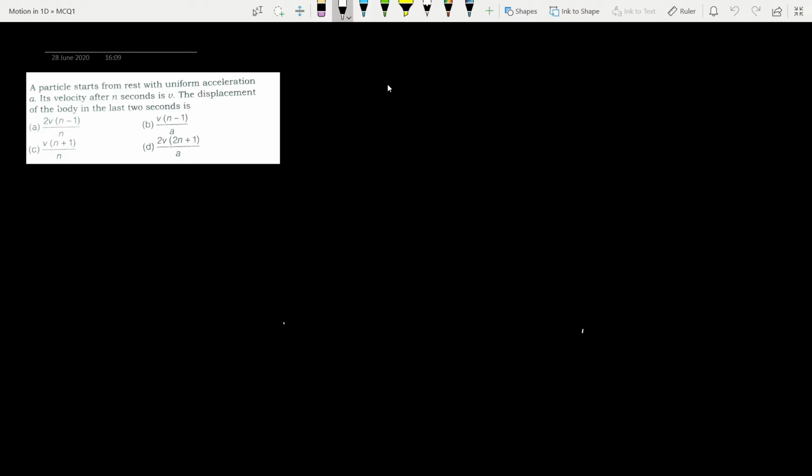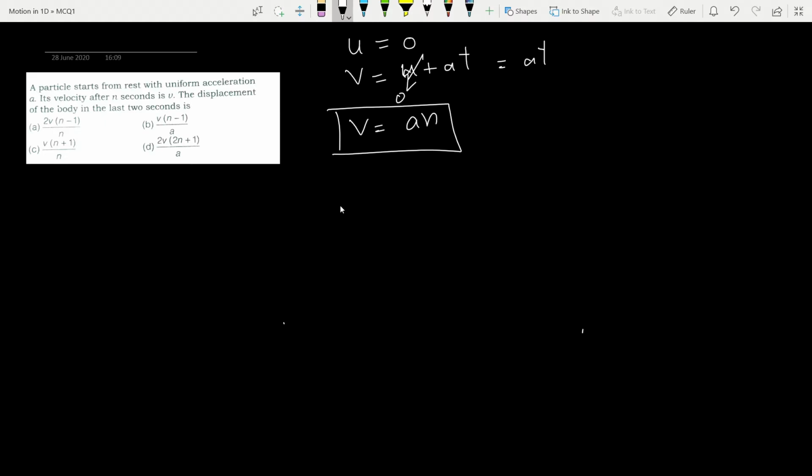Okay, तो given है हमें कि initial velocity u 0 है, यानी कि v is equal to u plus at will be equal to at because u is equal to 0. So v will be equal to a times t. Total time t कितना है n. So we will put n. Okay, simple.